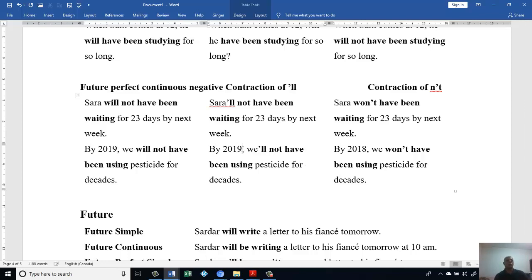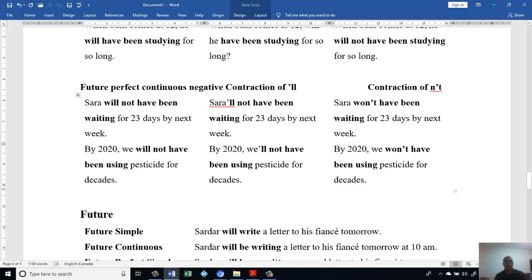Or you could say by 2019 we will not have been using pesticide for decades. We have to make it a little longer. If I was talking about the future, let's make it 2020. That's better. Okay, let's go to here. By 2020, we will not have been using pesticide for decades. By 2020, we won't have been using pesticide for decades.